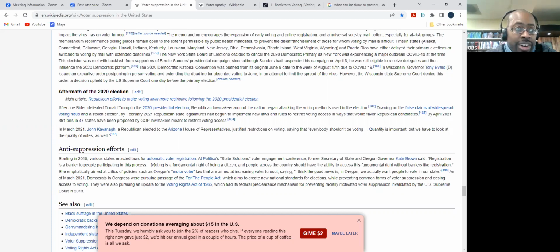By April 2021, 361 bills in 47 states had been proposed by GOP lawmakers meant to restrict voting access. In March 2021, John Kavanaugh, a Republican elected to the Arizona House of Representatives, justified restrictions on voting, saying that everyone shouldn't be voting. Quantity is important, but we have to look at the quality of votes as well. That's a very weak argument.